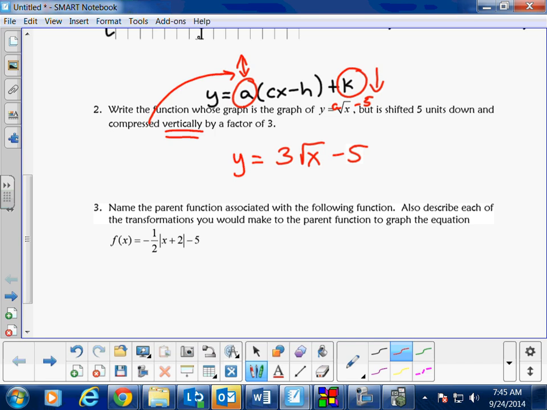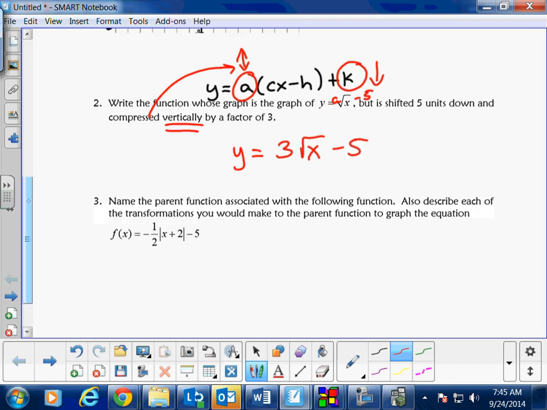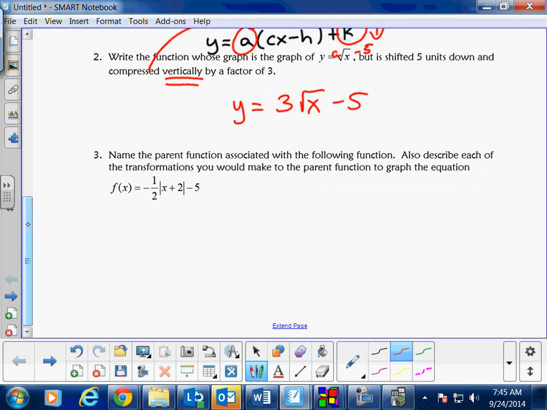Now let's go ahead and do question 3. Again, pause the video if you haven't yet tried it. Now name the parent function associated with the following function. Also describe each of the transformations you'd like to make to the parent function to graph the equation. So they want us to put in words what's going to happen. Now first of all, the parent function of this is the absolute value.